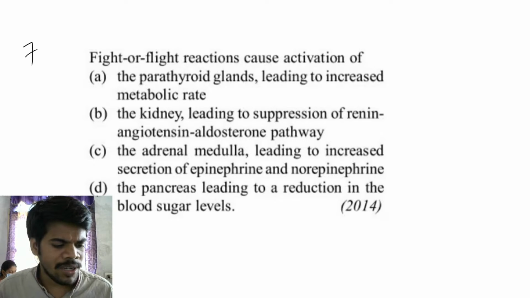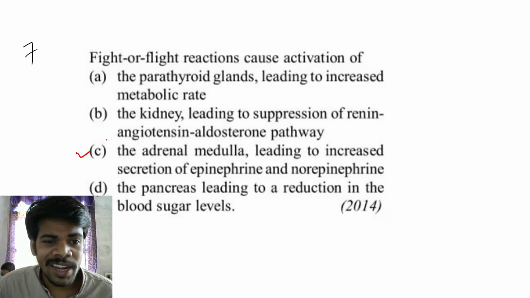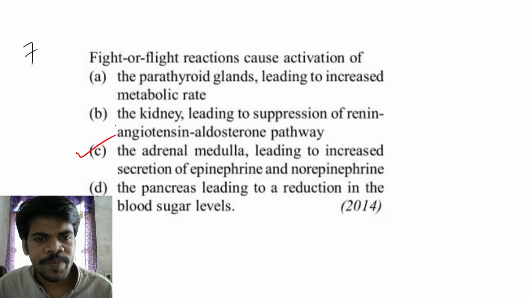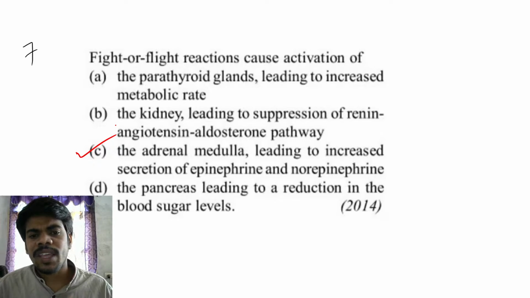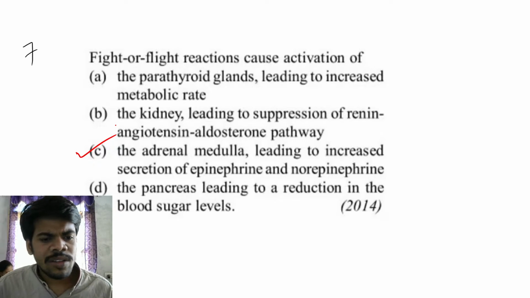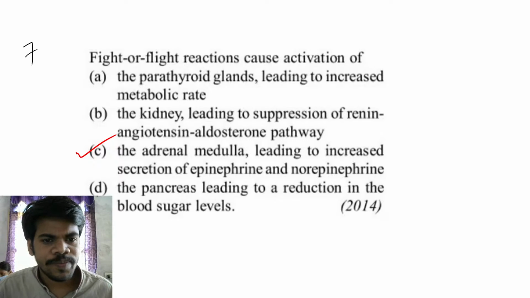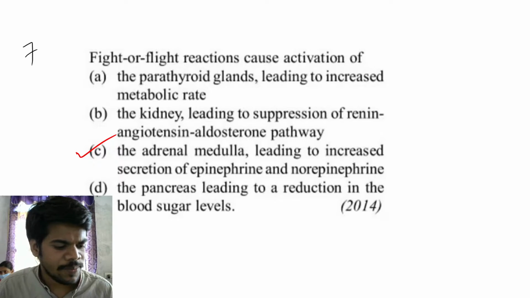Yeah, very good, Adiba. The answer is C. The adrenal medulla leading to increased secretion of epinephrine and norepinephrine. Adrenal medulla. The remaining, the cortex, produces glucocorticoids, mineralocorticoids, and sex corticoids from the adrenal cortex. Okay, that is the seventh question answer.